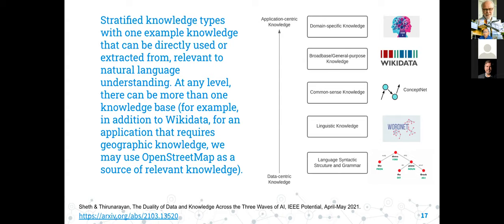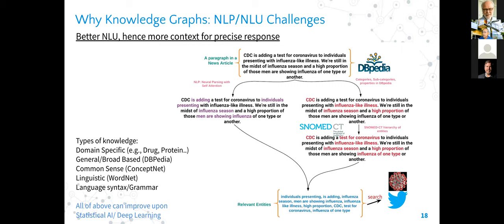The important thing to notice is that there won't necessarily be only one type of knowledge source at any one layer. For example, at the broad or general purpose knowledge level, in addition to getting something from Wikipedia or DBpedia or Wikidata, in some applications I may want something like OpenStreetMap and location-related knowledge. So there can be multiple knowledge representations in an implementation context at each level. Similarly, many domain-specific knowledge bases will be necessary in certain clinical applications. But this is doable, and these are the kind of systems that we are building now.